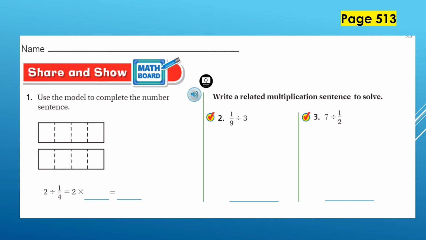Now the question says, use the model to complete the number sentence. Look at this model. What does it mean? It says 2 whole. It could be 2 loaves of bread. It could be 2 apples. It could be 2 chocolate bars. Any model. As I said, you can use any model, any drawing, circular, rectangular, square model. And I want to cut each model into 4ths, right? So the question is, how many people can share the 2 loaves of bread?